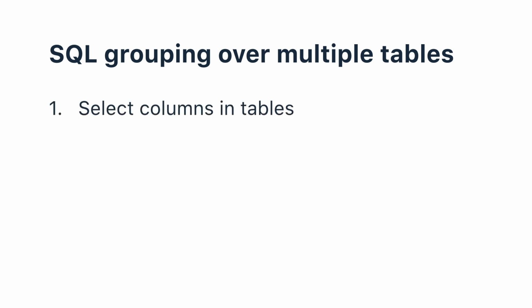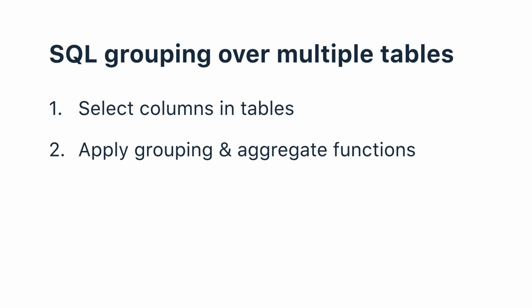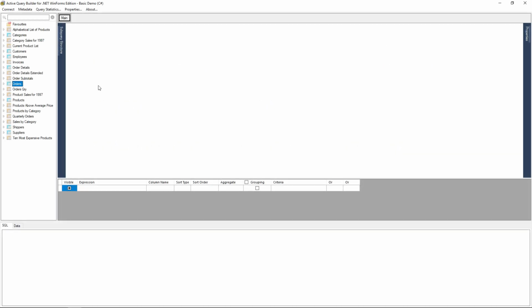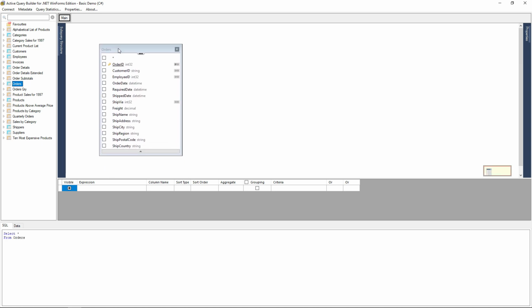First, we'll select the data to work with, as we did in the previous video, then apply grouping, and set aggregate formulas and criteria for getting the result. Okay, first let's go ahead and bring up the orders table since it stores the information about the countries to which the packages were shipped, and we can see it here in the Ship Country field.